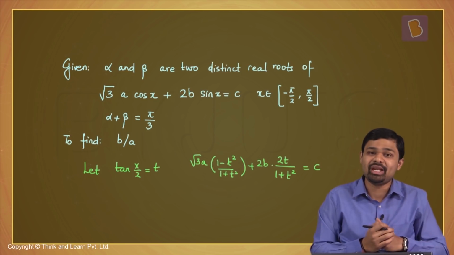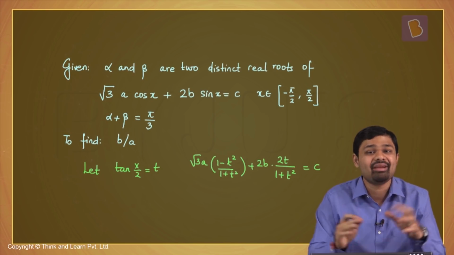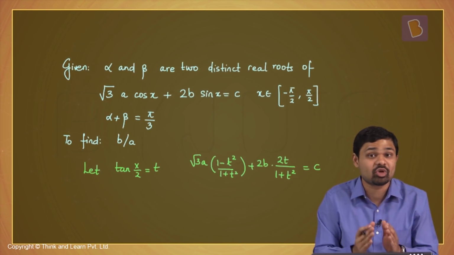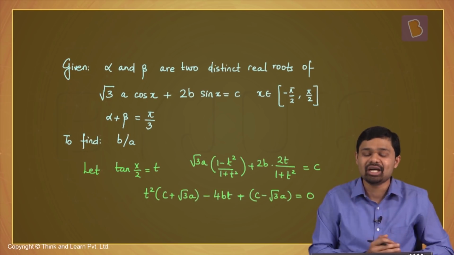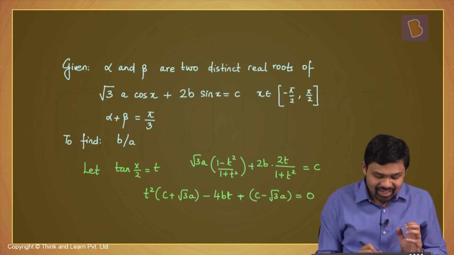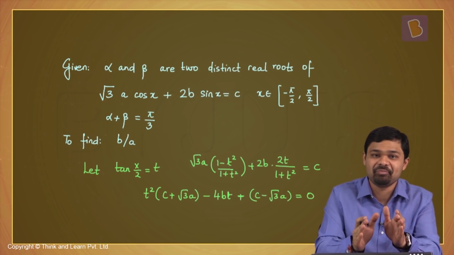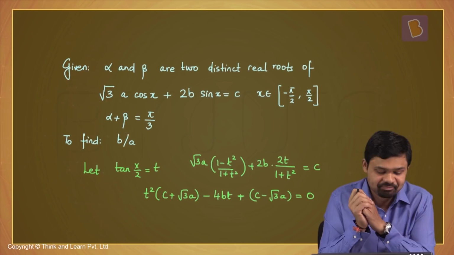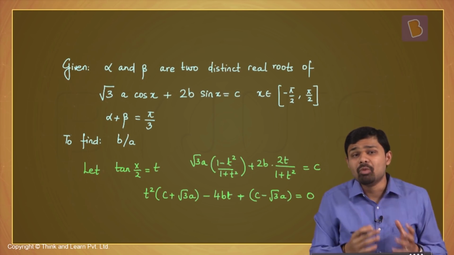You take the common denominator of 1 plus t square and then bring all the like terms together and write a quadratic in terms of t, and you get this particular equation here. So the trick does not end here. This is not the end of the trick. There is a little more to the trick.